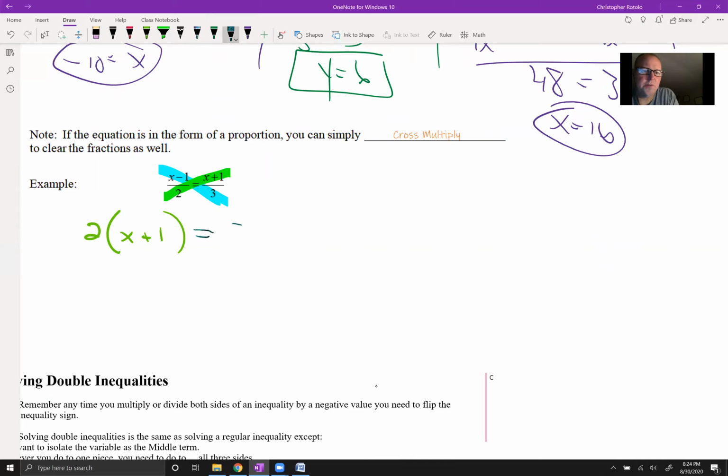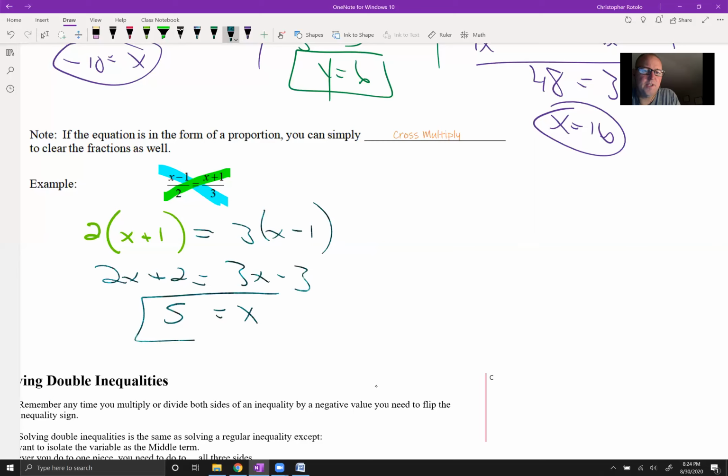Equals 3 times x minus 1. And if you're having a super awesome day, then you're going to go ahead and distribute that while you're doing it. I just want to make sure I show where everything came from. 2x plus 2, 3x minus 3. I'm going to subtract the 2 to get x, and I'm going to add the 3 to get 5. So we're in good shape there.